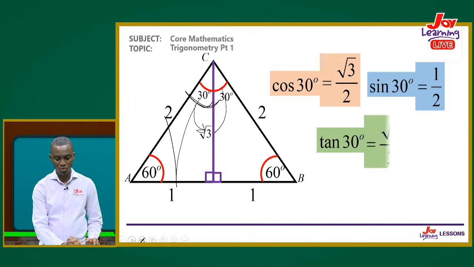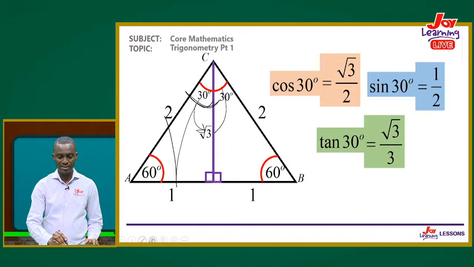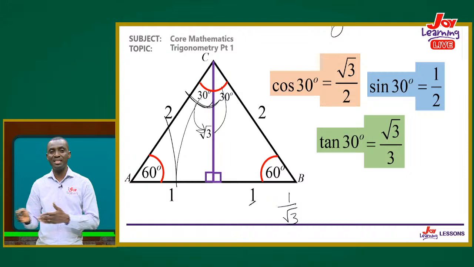Opposite is 1, over the adjacent, that will give us 1 over square root of 3. That should have been the answer. But we know from our SURD lesson, S-U-R-D, SURDs.